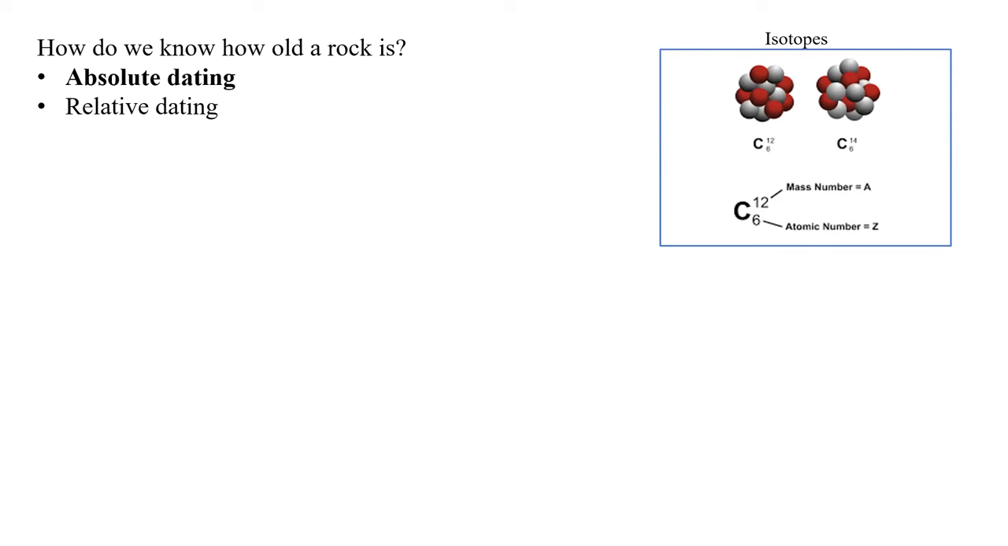One is absolute dating. That means I know exactly how old this thing is. How absolute dating works is we get it from chemistry. We get it from people who study nuclear physics. It has nothing to do with geology. It has nothing to do with paleontology.